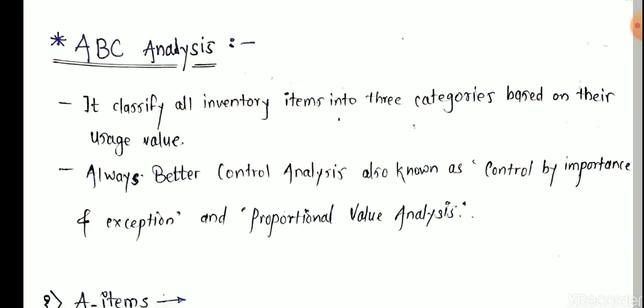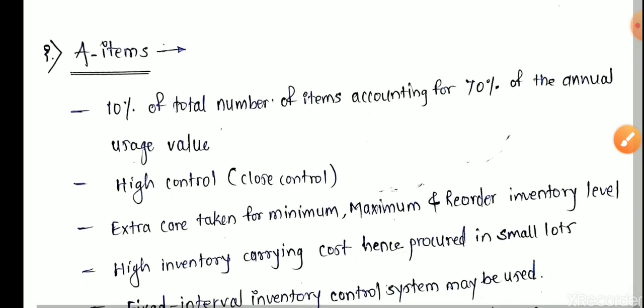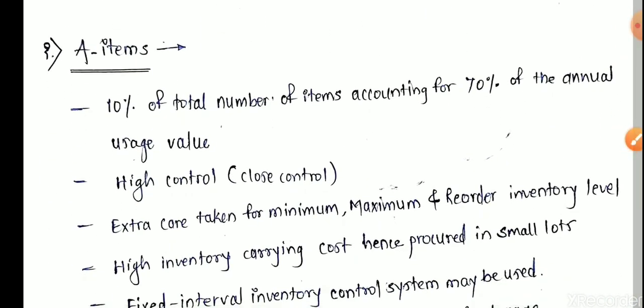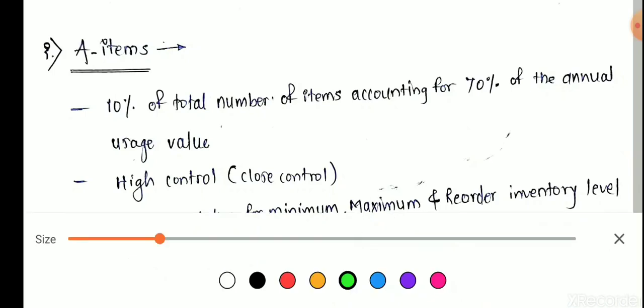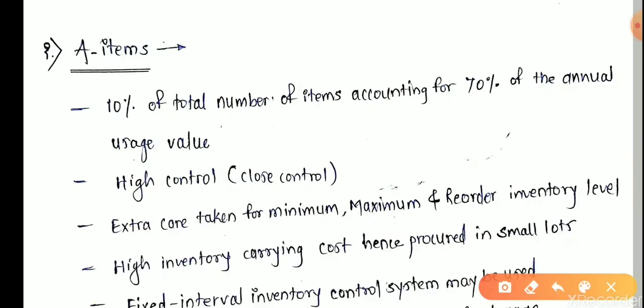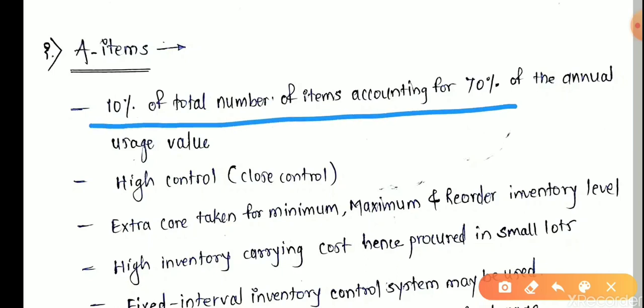Okay, we classify all our items or inventories into three types, that is A, B, and C. In these three types, what are A items, and what are their characteristics or properties? Now let's see. 10% of total number of items account for 70% of annual usage value.